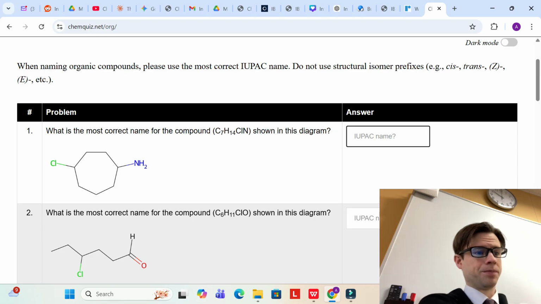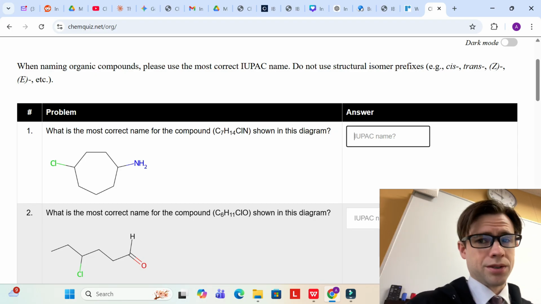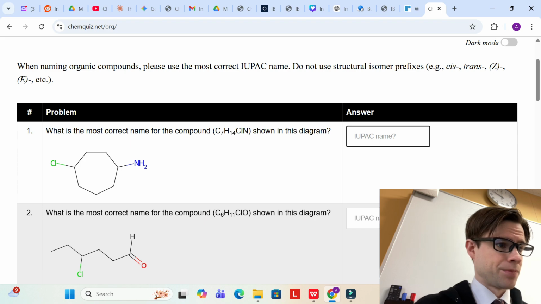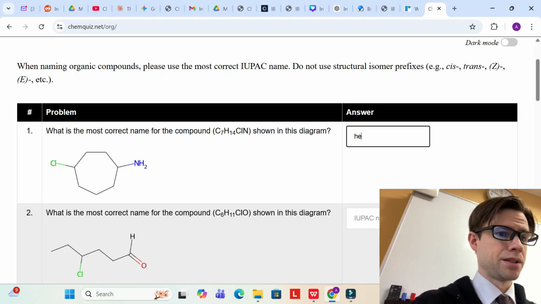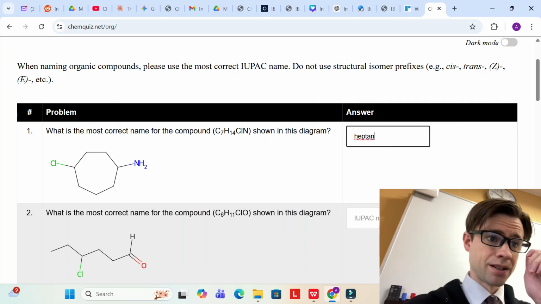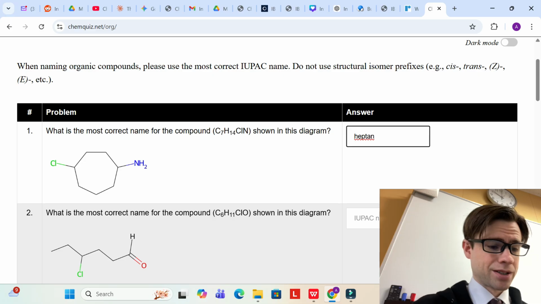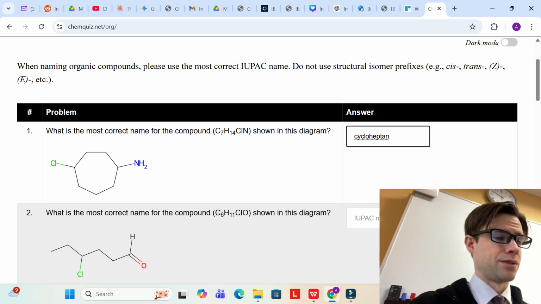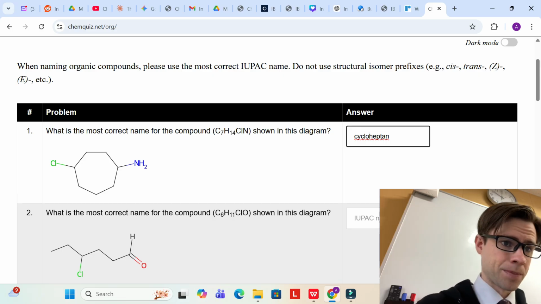So first one here. This is a ring. So right away, ring is principal chain, biggest ring here. This looks like it's 7 carbons. 1, 2, 3, 4, 5, 6, 7. So this is going to be a type of heptane. I'll start with heptan. Now, I know a ring needs a prefix, cyclo, to show that it is in fact a ring that comes back to itself and bonds together.